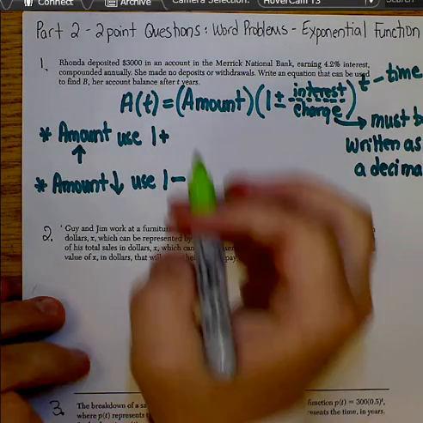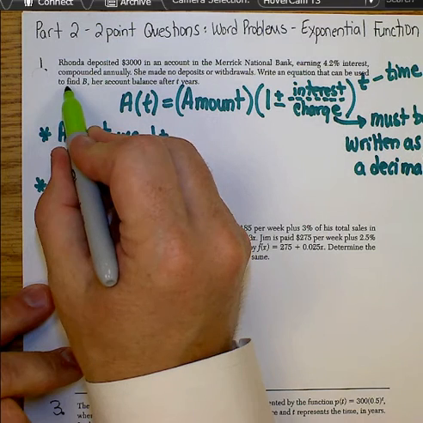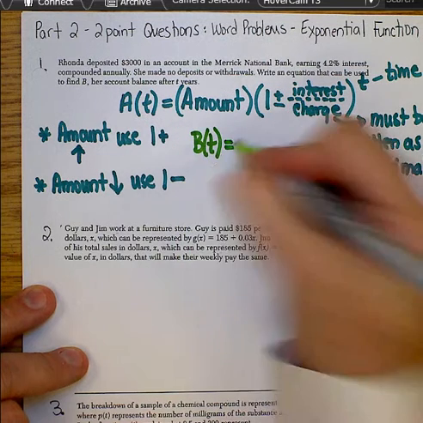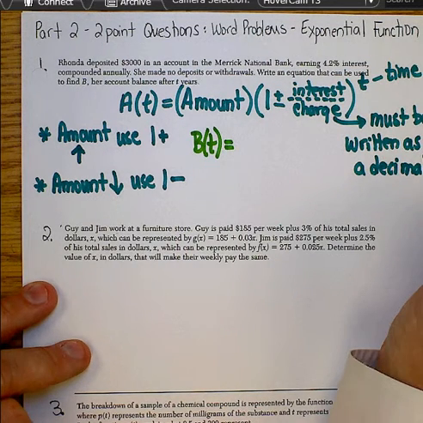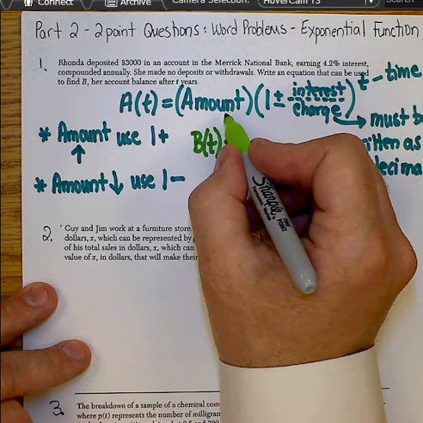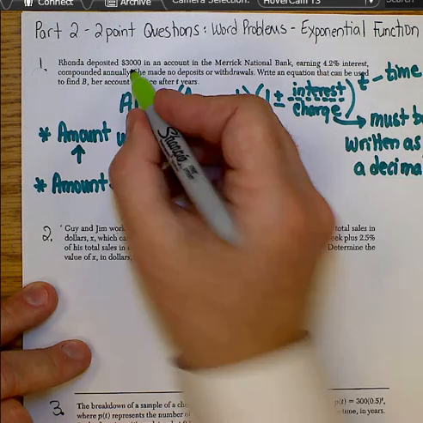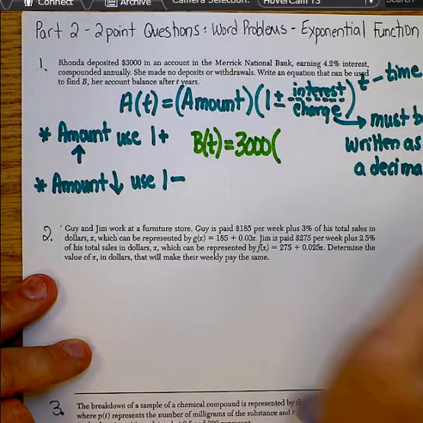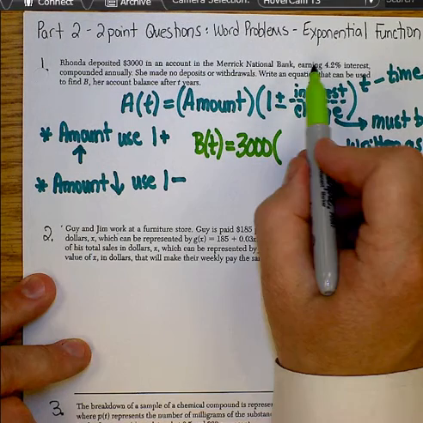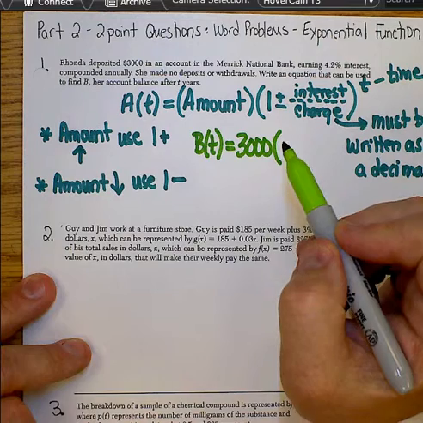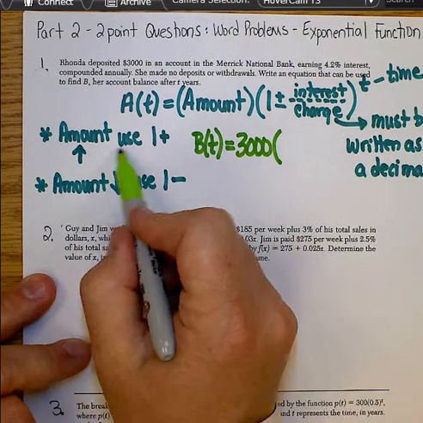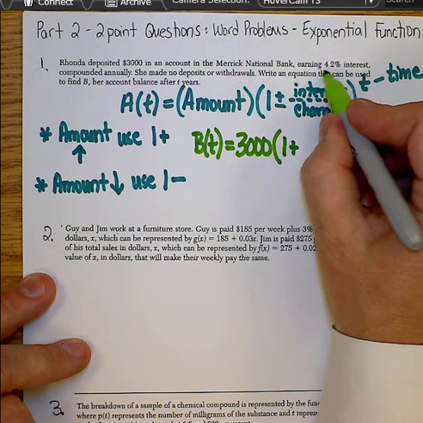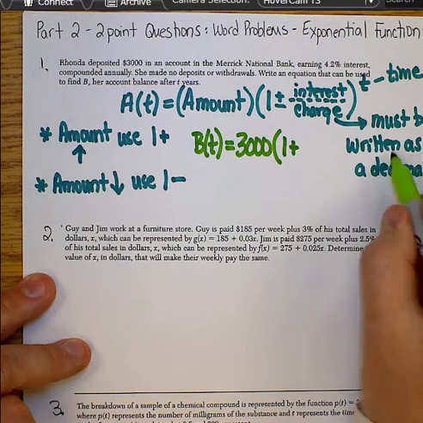So, in this case, we're looking for the account balance. We're looking to find B. So it's going to be B of t, if you don't mind me using function notation. You can also say just B. The amount invested, or the amount that we started with, is $3,000. That's going to be multiplied by, now, what do you think? She deposited $3,000 and she's earning. So are we going up or are we going down? So the amount is going up, so we're going to use 1 plus. Okay? 1 plus what? The interest rate, 4.2%, but we have to write this as a decimal.